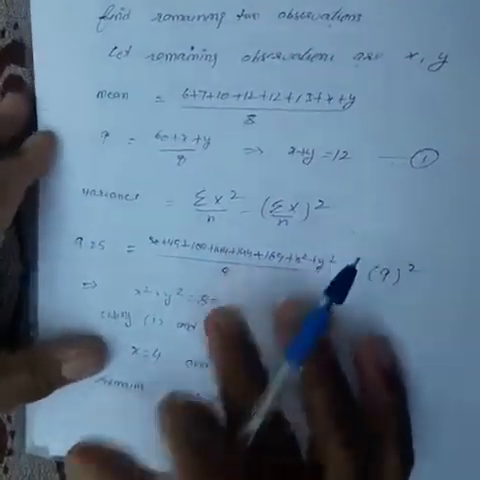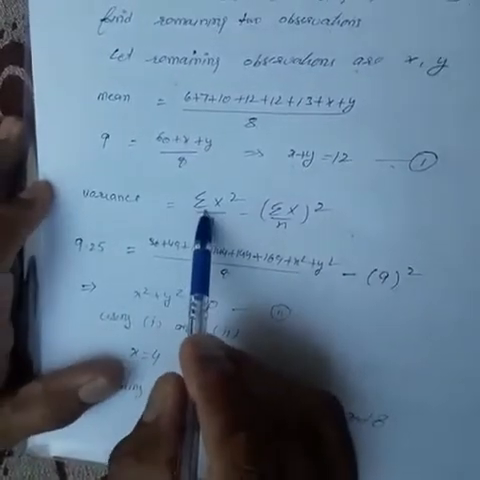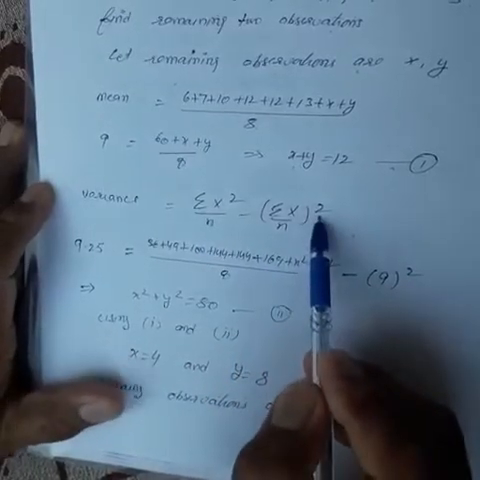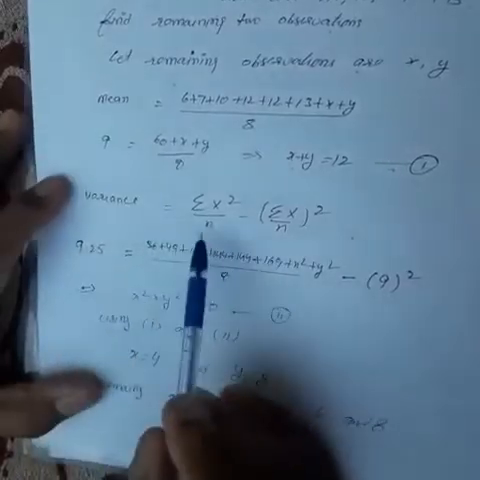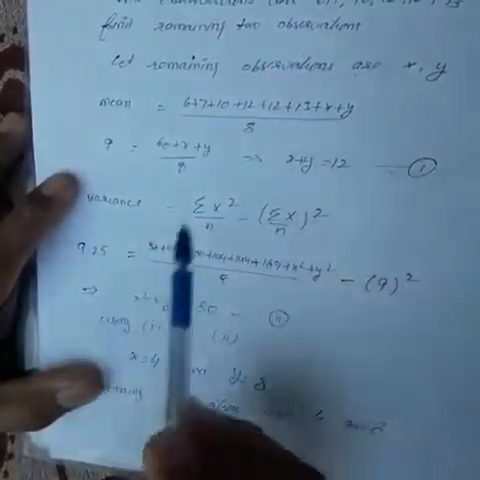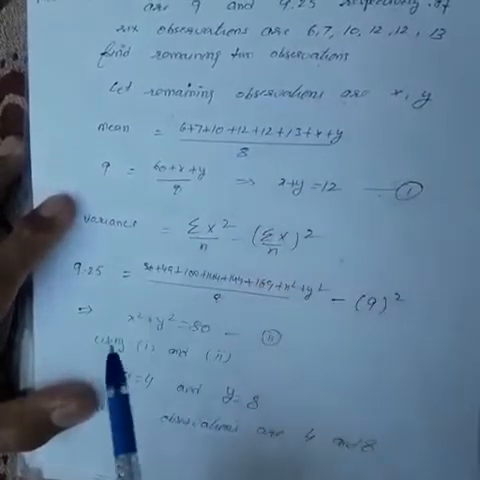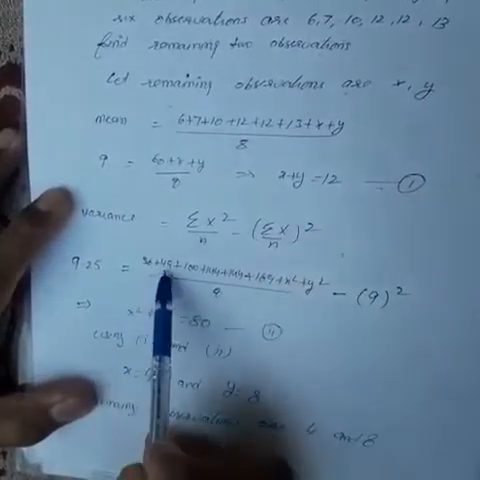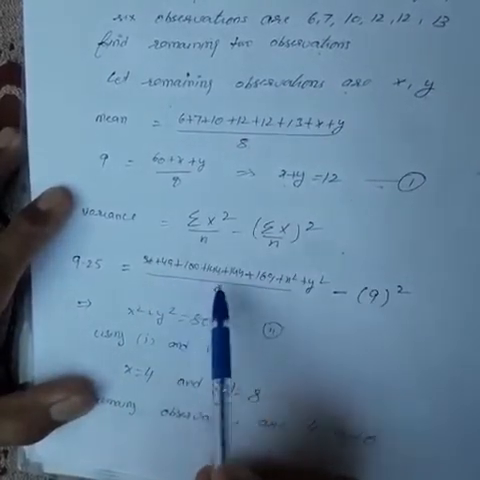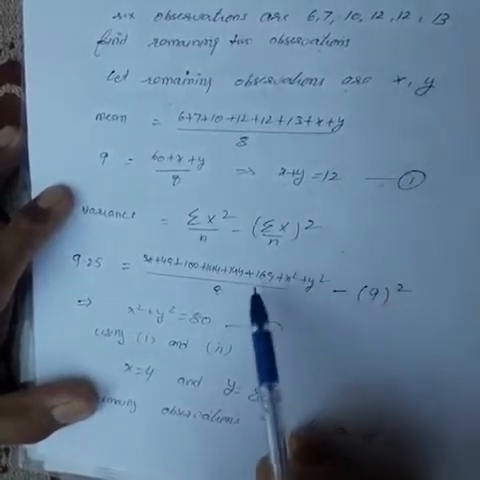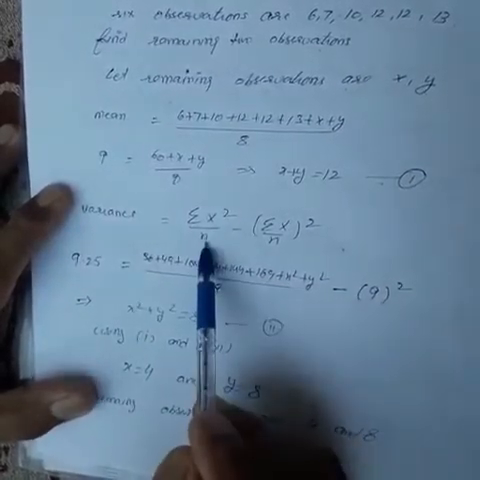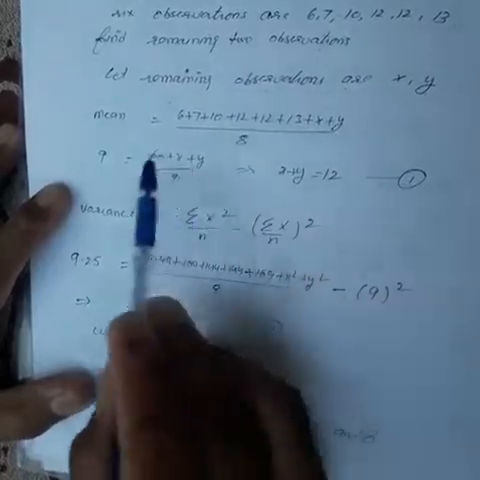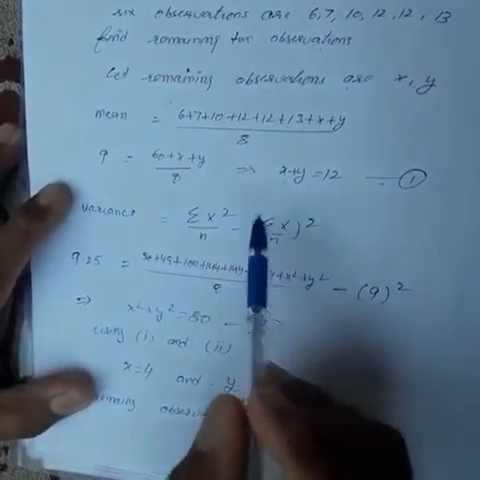Similarly, variance. We know the formula for variance is summation of x square upon n minus summation of x upon n whole square. So summation of x square means we have to calculate the sum of squares of all observations, 8 observations including x, y. So square of 6 plus square of 7 plus square of 10, square of 12, square of 12, square of 13 plus x square plus y square upon 8, this is n, minus summation of x upon n, this is mean. So we can use the mean in this place.